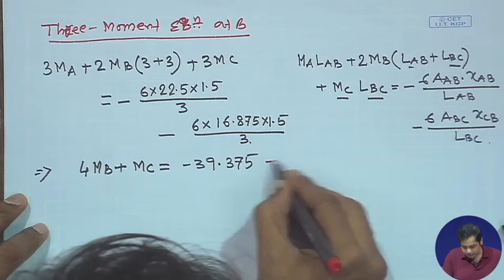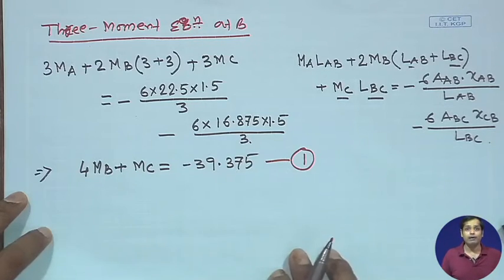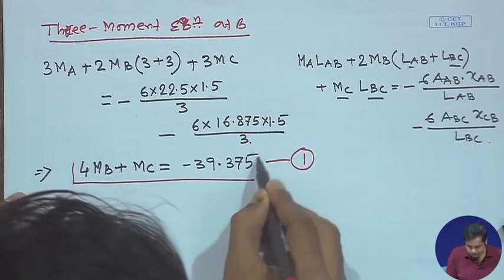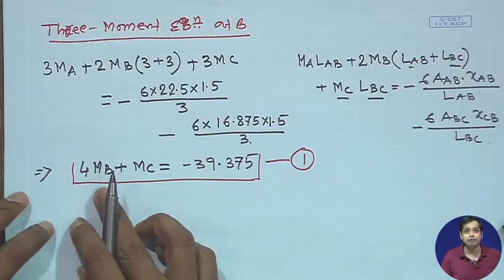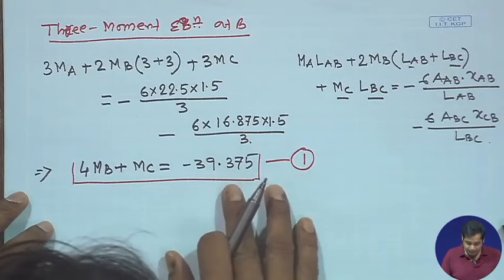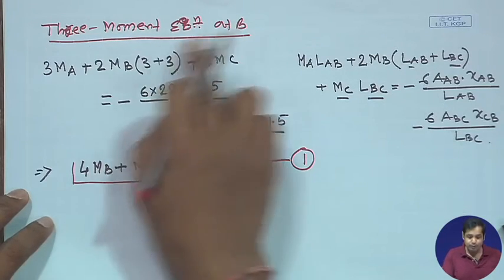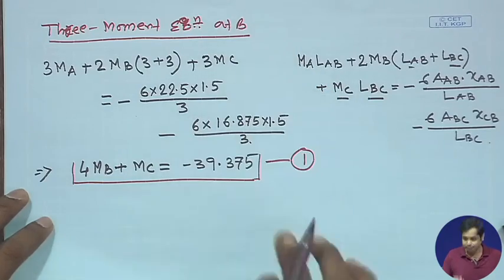Okay. So, this is equation number 1. So, we have a relation between MB and MC, and that relation we obtain by applying the 3 moment equation at B.